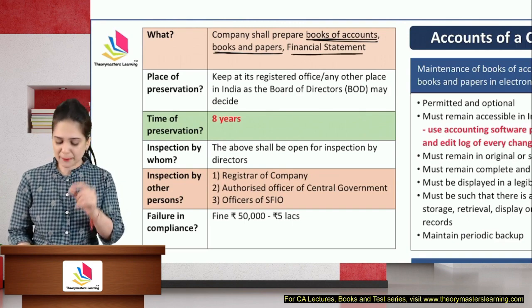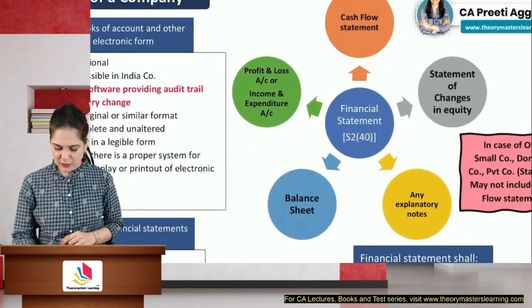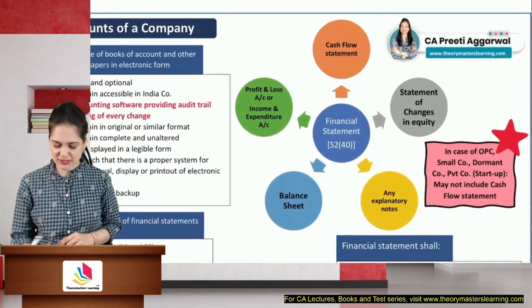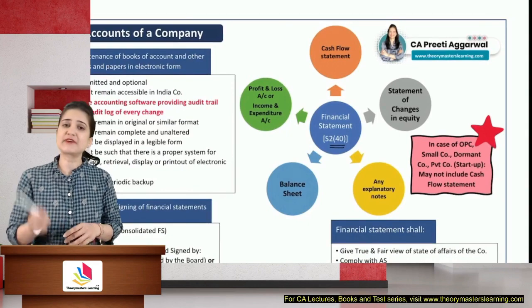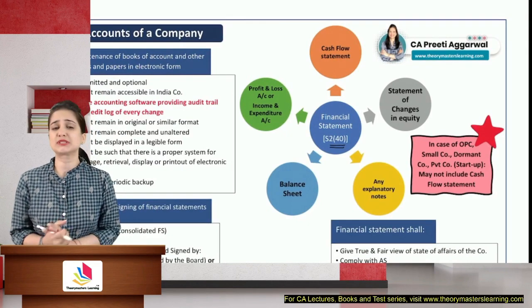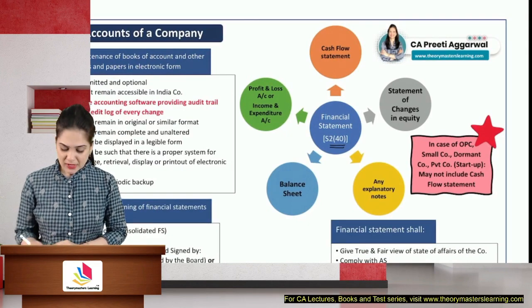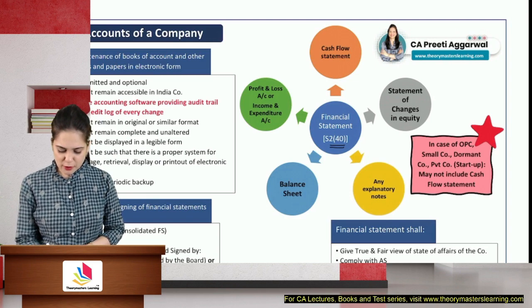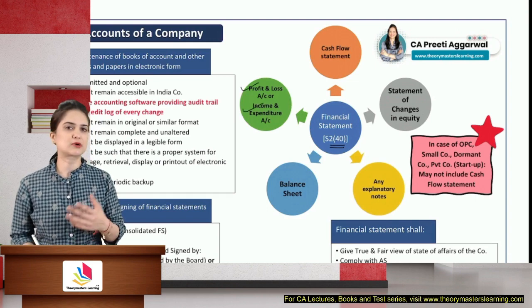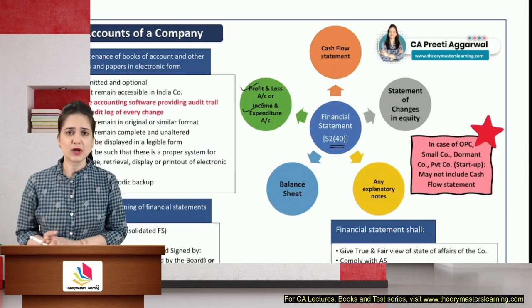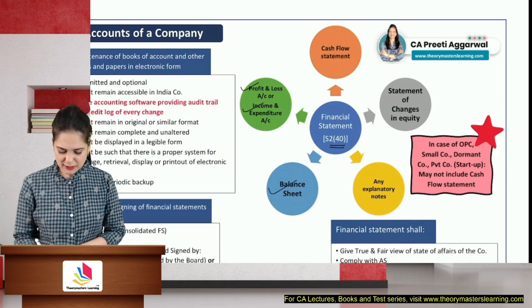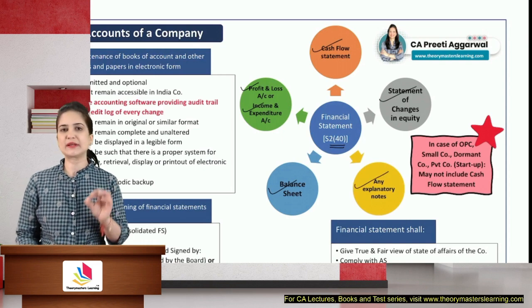Now that we are on the topic, let us understand what is included in financial statement. Now, financial statement is discussed under section 2, clause 40. This is important from the definition point of view. Sometimes a 2-mark question is asked, define financial statement. So financial statement will include profit and loss account or income and expenditure account, as the case may be, depending on the type of company, whether it is profitable or non-profit organization. It includes balance sheet, cash flow statement, statement of changes in equity, any explanatory note.